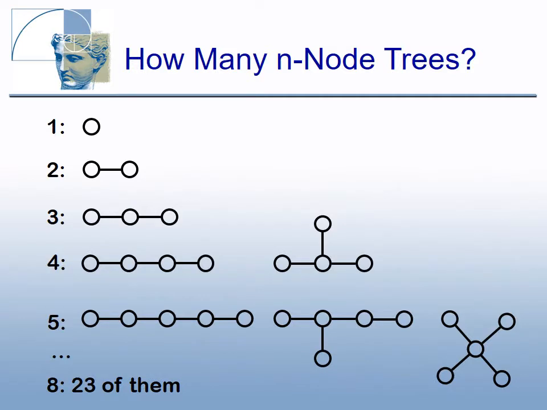A non-trivial question is how many different trees exist for the given number of nodes n. As you can see on the slide, for n between 1 and 3, there is only one valid tree. Two different trees exist with 4 nodes and 3 trees can be built with 5 nodes.